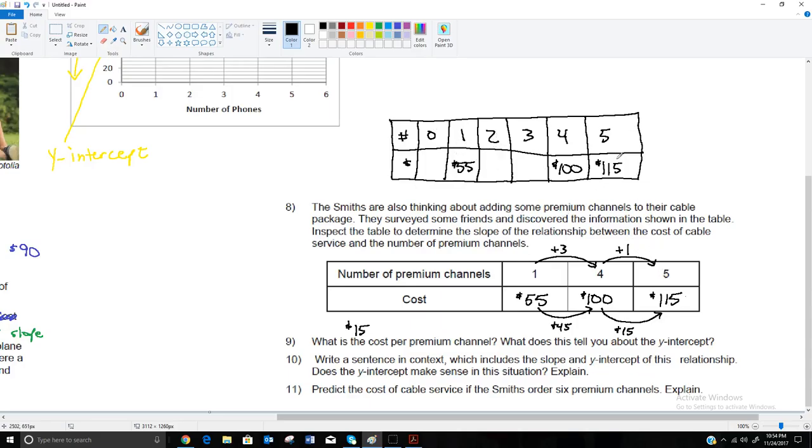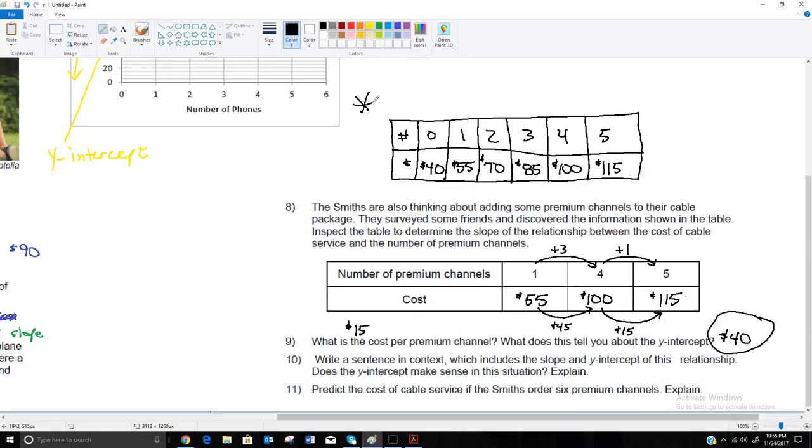So we know that this goes up 15 each time. So if I add 15, this is going to be $70. If I add 15, this is going to be $85. If I add 15, that gets me to 100. If I add another 15, that gets me to 115. You could see if your pattern works and if it falls on the right numbers. So now, if I want to go this way, I have to take off $15. So taking off $15 gives me $40. So what does this tell you about the y-intercept? It is $40. The y-intercept is always with the zero.